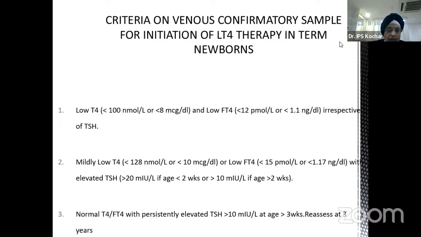The second is normal FT4 and T4 with persistently high TSH. You have a patient whose T4 is normal, but the TSH is 11. If the TSH persists at more than 10 beyond 3 weeks of age while T4 is normal, then you start the medicine and reassess at 3 years. This is basic information everyone should know: which babies need to be screened, how and when to do the thyroid function tests, and what the cutoff values are for starting treatment.